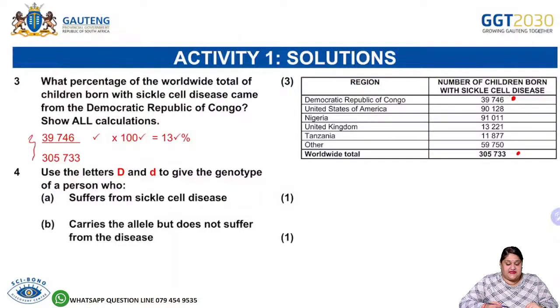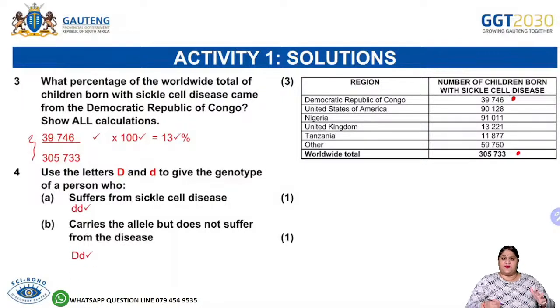Use the letters D and d, capital D and small letter d, to give the genotype of a person who suffers from sickle cell disease. So they told us that it's caused by a recessive allele. Remember that in order for something to be phenotypically present, the genotype would have to have 2 recessive alleles. So that would be small d, small d. For a person that carries the allele but does not suffer from the disease, they have the recessive allele, but because they don't suffer from it, they don't have it phenotypically, so their other allele must be a capital D.